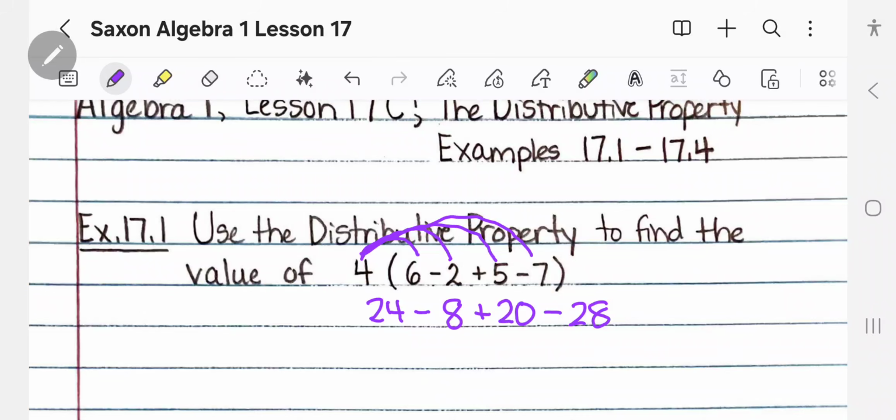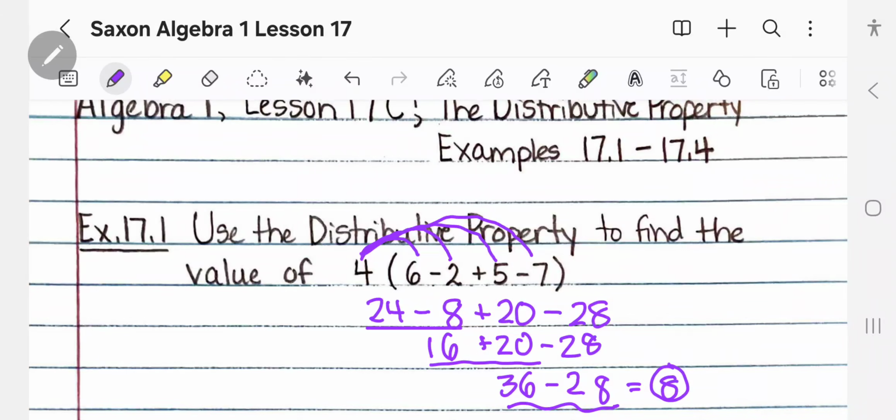Now I can combine those. I've got 24 minus 8, which would be 16. 16 plus 20, which would be 36, and 36 minus 28, which would be 8. So your answer to this example is 8.